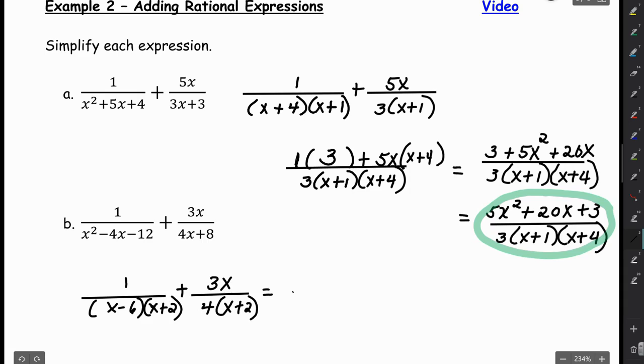Okay, now we're going to come up with our common denominator. So we know we need an x minus 6. We're going to need 1 x plus 2 because it only happens once with either term. And we're going to need a 4.